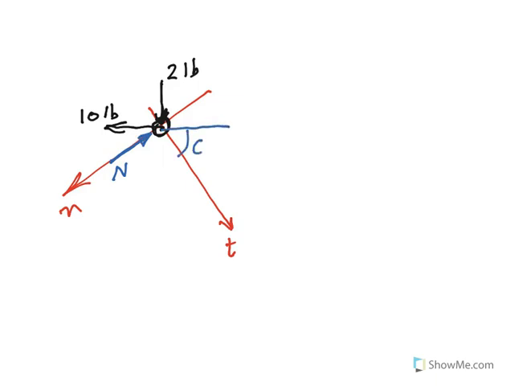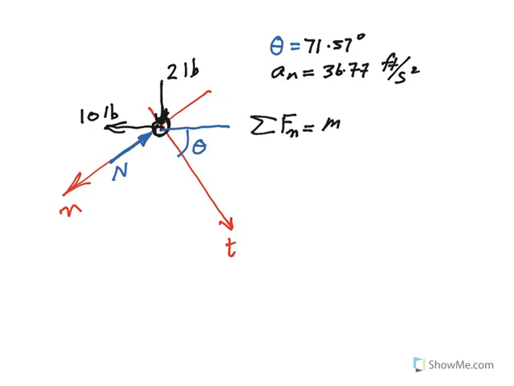Remember that this angle, theta, was calculated earlier, and it was 71.57 degrees. We also just calculated the normal acceleration based on the velocity and the radius of curvature, and that came out to be 36.77 feet per second squared. So we are ready to go. Apply the equation of motion in the normal direction and set it equal to mass times normal acceleration. Now remember that this is your positive normal as shown, this direction.